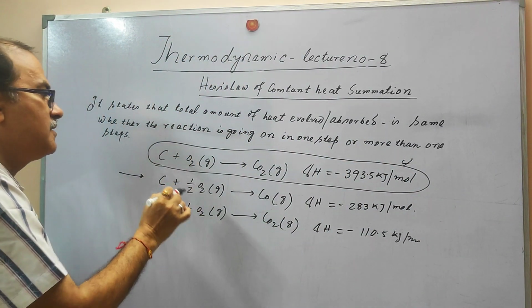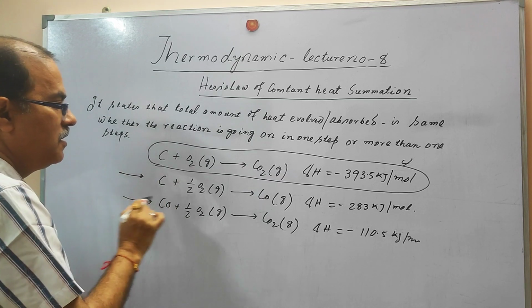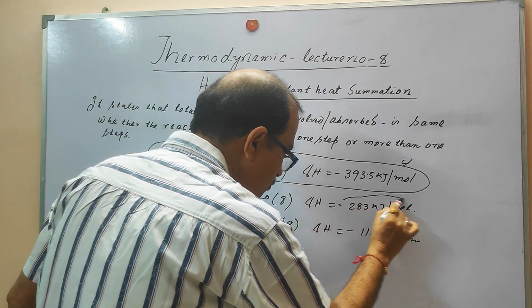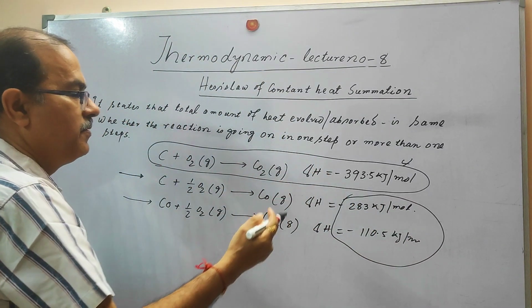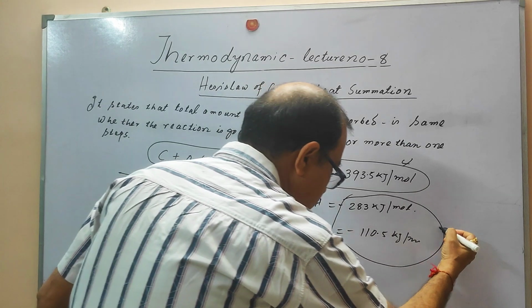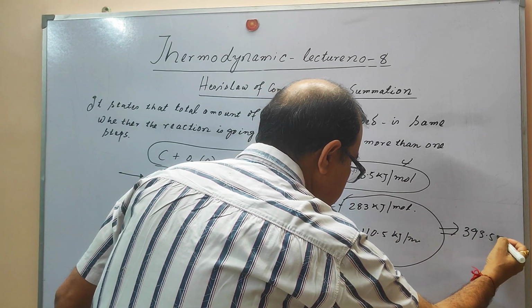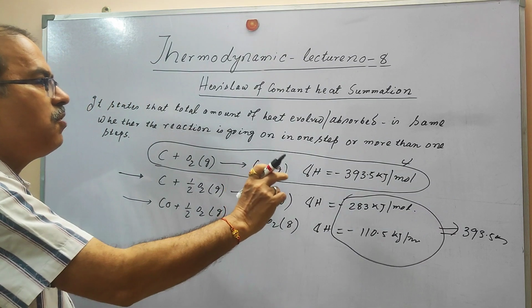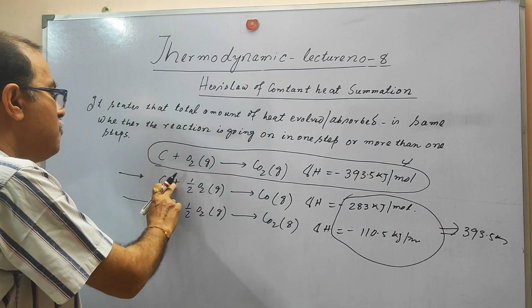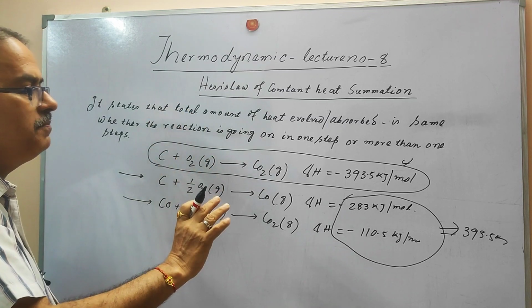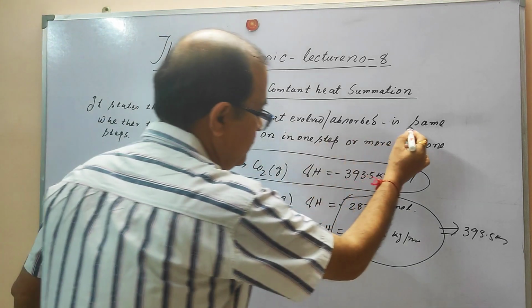Now the same reaction is carried out in two steps, the first step and the second step, and at that time you will find the heat evolved by this reaction is the same. The heat evolved by step 1 and step 2, the sum of them, is the same as that evolved in the single step, and that is what is being told.